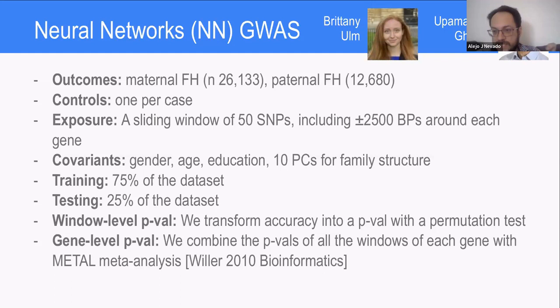To transform that into a method able to detect significant genes, namely p-values and beta values at the end of the day, we applied on top of the neural network a permutation test that can detect whether the accuracy with which the neural network predicts the outcome is above total randomness or not. The permutation test consists of running the neural network many, many times after scrambling the data and comparing the accuracies you get with that scrambled data with the accuracy you get with the 50 SNPs, the single nucleotide polymorphisms, when you don't scramble the data.